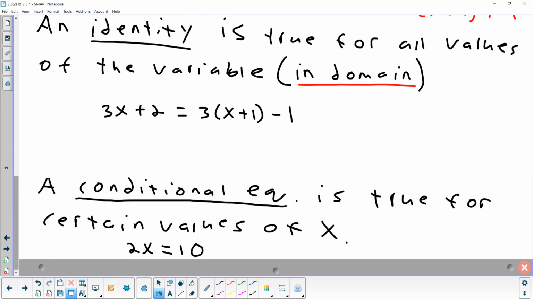Versus a conditional equation, it's not an equation that's always true, it's an equation that could be true under the right conditions. The condition is you have to let x equal 5 in this case to make it true.